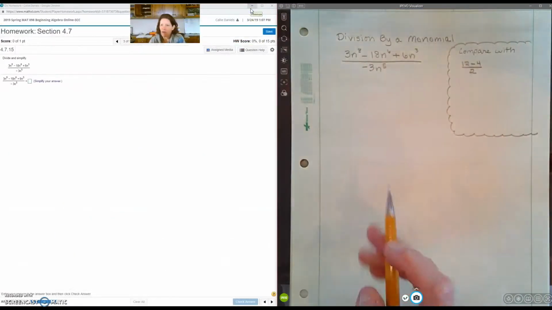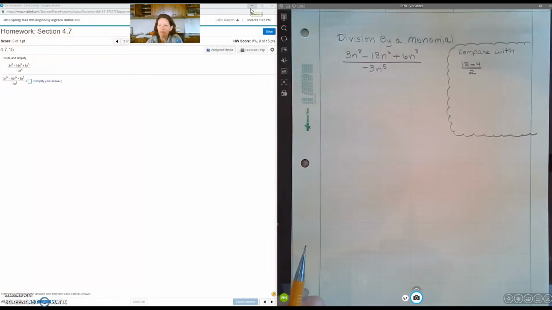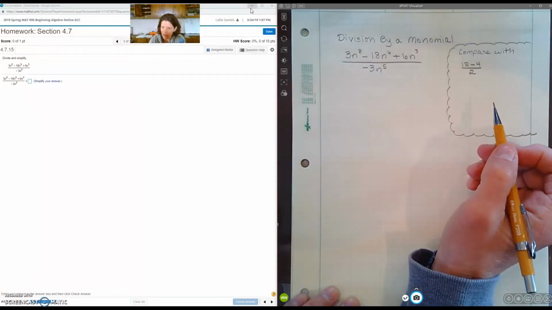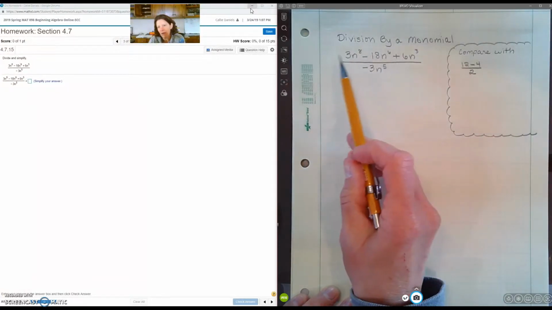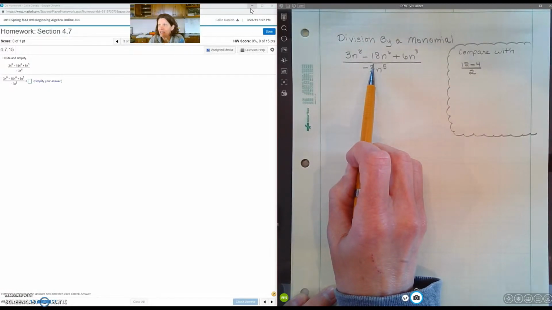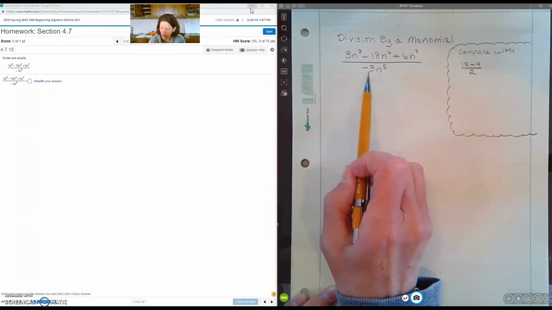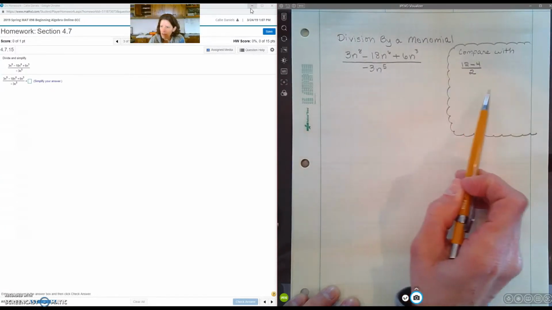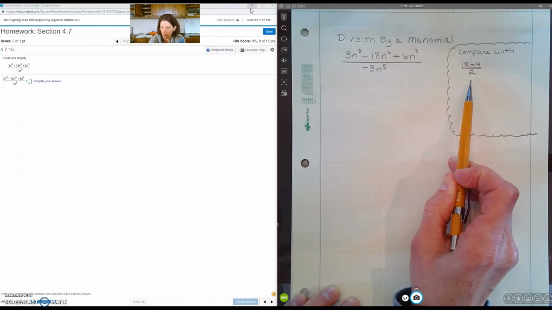Let's take a look at a problem where we divide by a monomial. Here we're asked to divide and simplify, and I'd like to compare this problem, 3n to the 8th minus 18n to the 6th plus 6n to the 3rd, all divided by negative 3n to the 5th, with 12 minus 4 over 2.